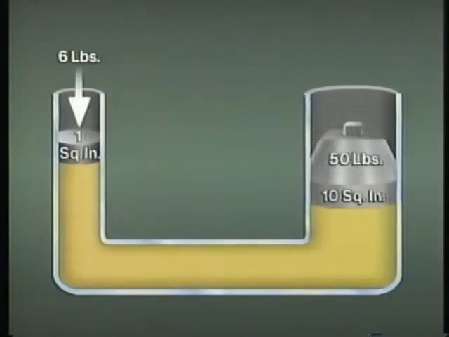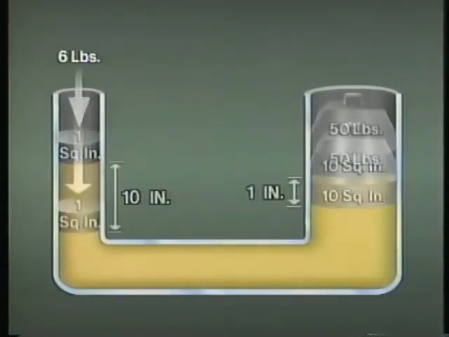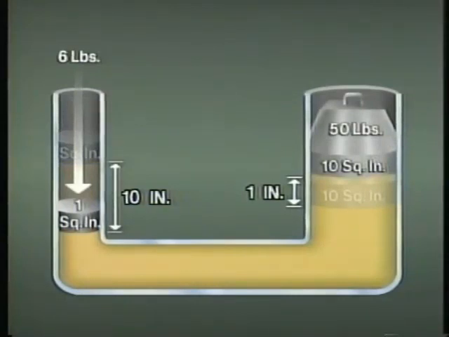So, in this example, a 6-pound force is applied to the small piston, moving it 10 inches, which results in moving a 50-pound force on the larger piston 1 inch. This illustrates the basic concept by which hydraulic systems operate, using a small force to move a much larger force. What we've seen so far helps explain how a hydraulic system is able to transmit power or energy through a liquid in order to do work.